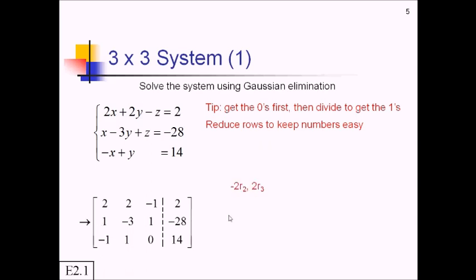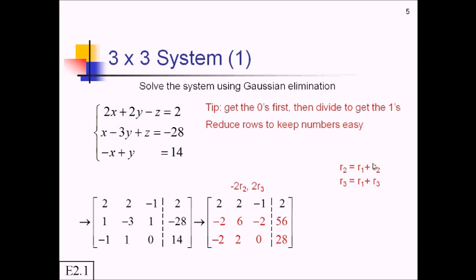Let's go ahead and do that now. So I'll have negative 2, 6, negative 2, and then 56. Next I'll have negative 2, 2, 0, and 28. Now I'm going to add rows 1 and 2 together and put the answer in row 2. And then I'll add rows 1 and 3 together, and I'll put that answer in row 3.